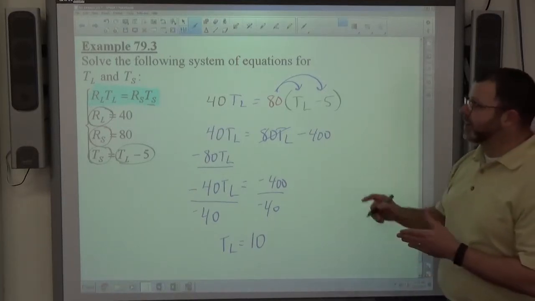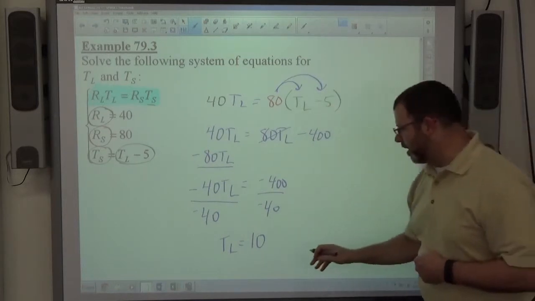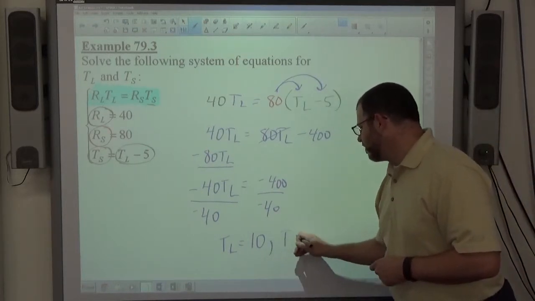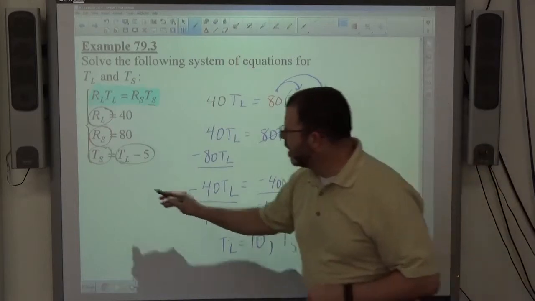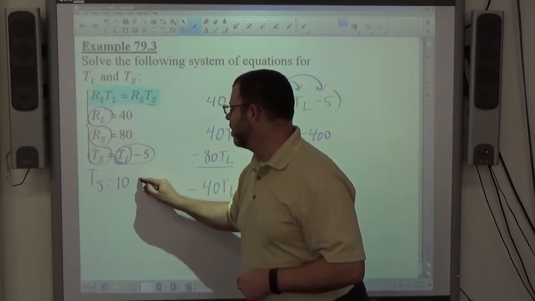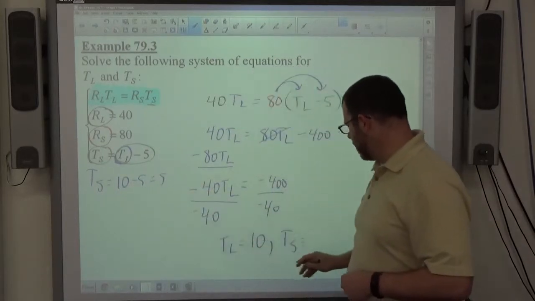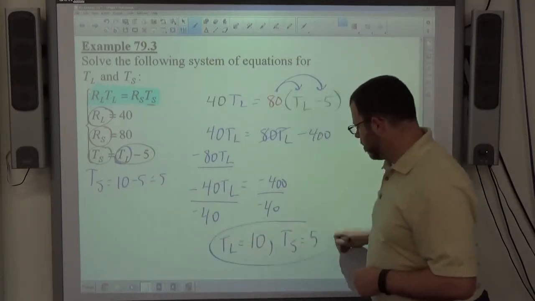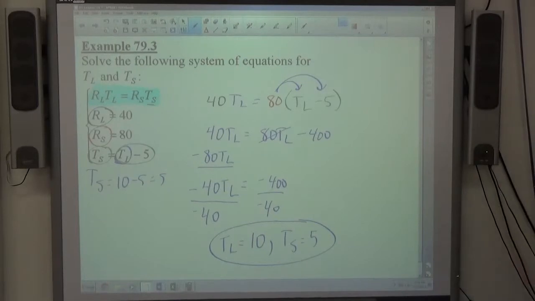And then again, it says to find both t sub L and t sub S. So t sub L is equal to 10. T sub S is equal to something. If I just go right here, t sub S is equal to t sub L, which is 10 minus 5. So t sub S would equal 5. Once you get an answer, go back to one of the original equations, substitute in to find the other answer, or answers if there are.